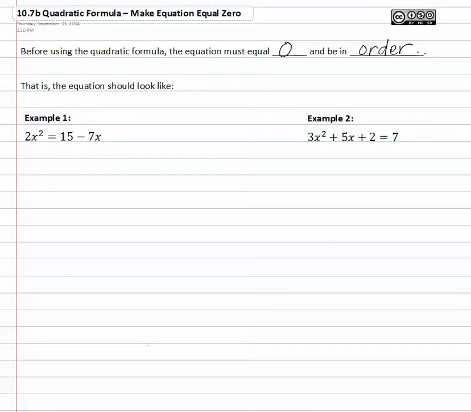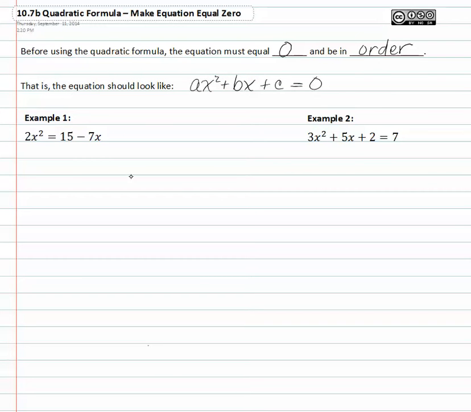What I mean when I say in order is that the exponents must be in descending order. So the equation should look like this: ax squared plus bx plus c equals 0. Notice that my exponents are indeed in descending order. 2 as an exponent, 1, even though we don't write it, it's understood to be there, and x to the 0 is equal to 1. So we don't write that either, but it is understood to be there.